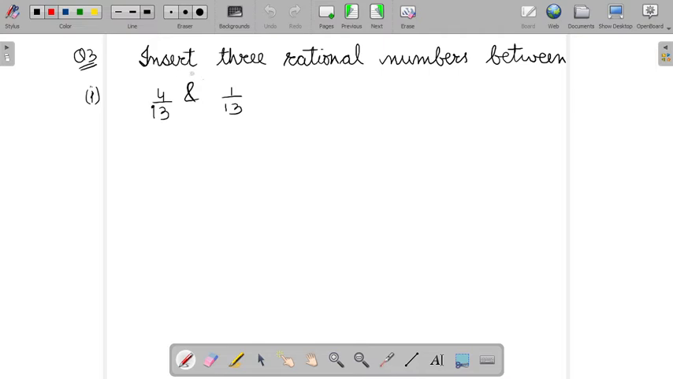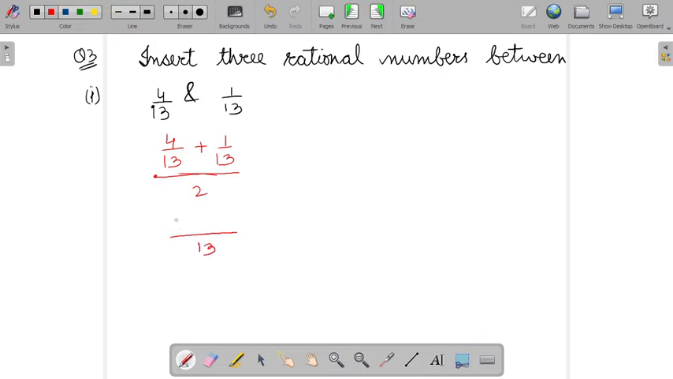Question third is, insert 3 rational numbers between 4 by 13 and 1 by 13. So, what will you do? To find the first rational number, add 4 by 13 and 1 by 13 and divide it by 2. Now next step, take its LCM.